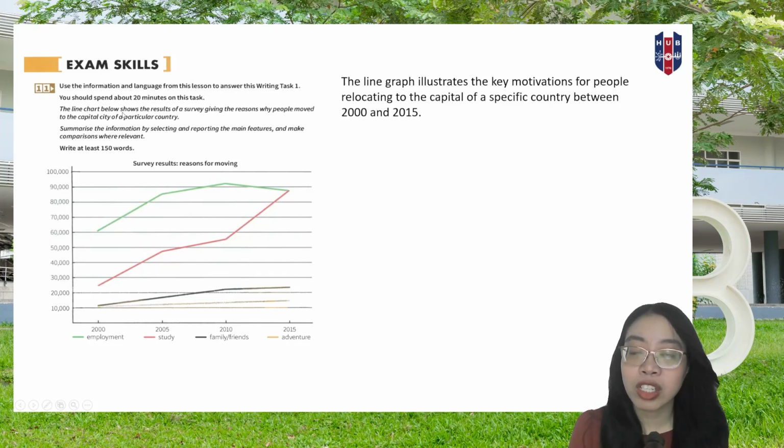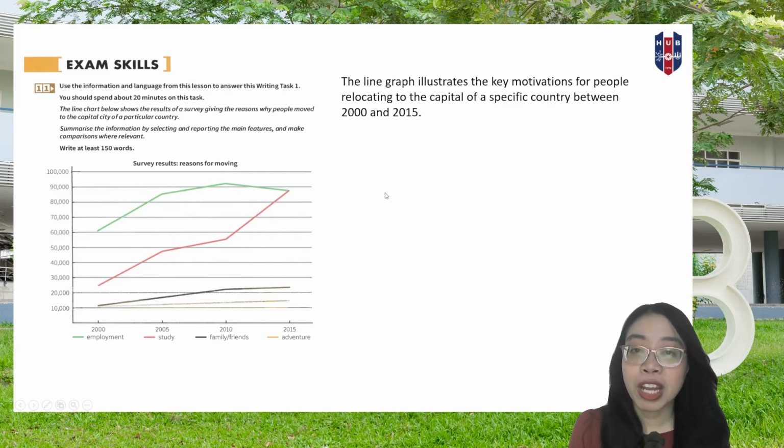So the line chart, they change it into the line graph, and then illustrates instead of the word shows, and the result of a survey giving the reason why, right? So it turned into key motivation, and people move to capital city is people relocating. A particular country becomes a specific country, and then they add the time here, between 2000 and 2015. Pay attention that you always need to add the time in your intro, even if the information here does not give you that.